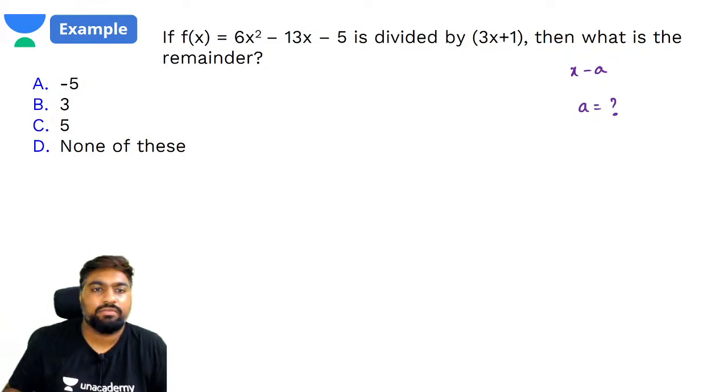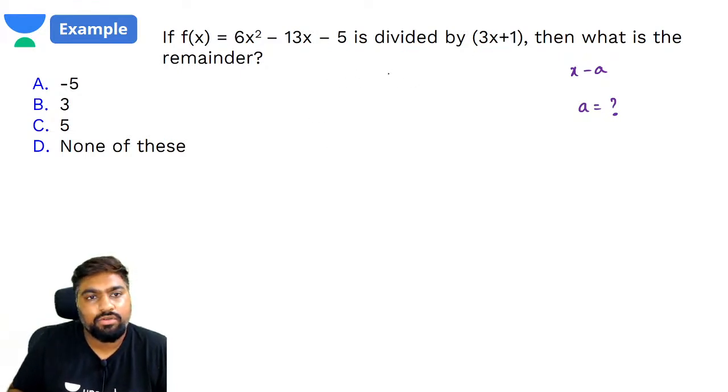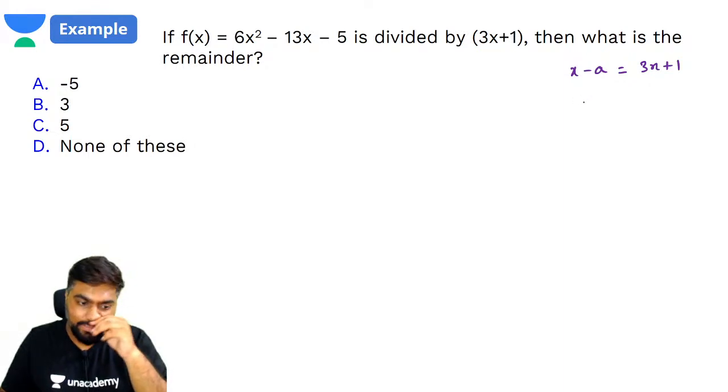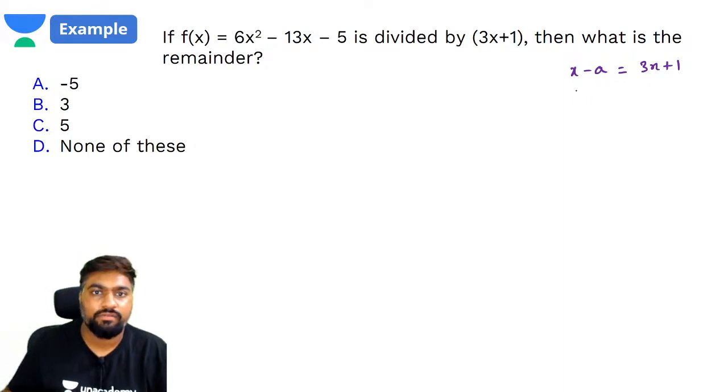Superb, minus 1 by 3. So how do you do it? You know x minus a should be the form. So 3x plus 1. Yes, bring all the x to one side and everything else to the other side. What will you have? What will happen here?